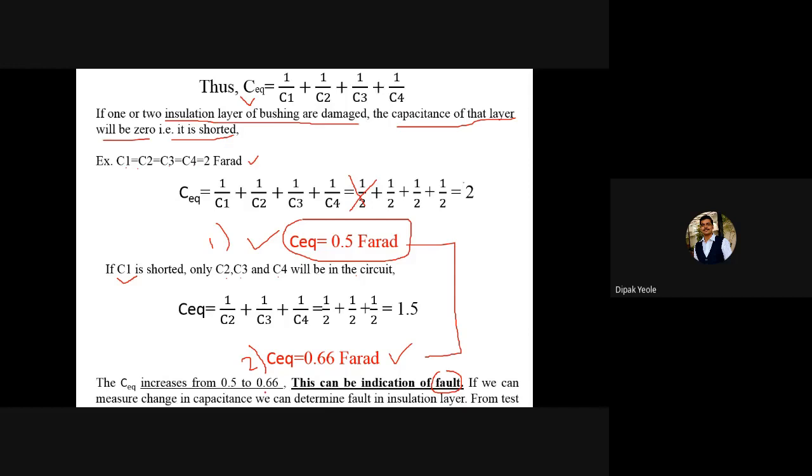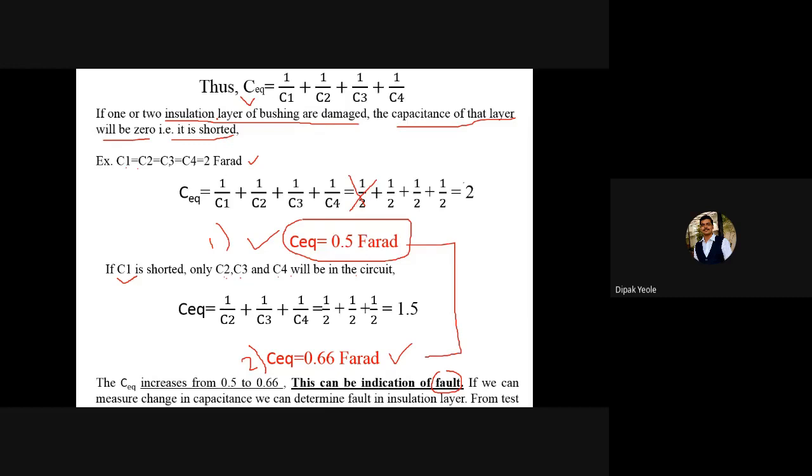And if you are going to measure this capacitance value periodically, and if you are going to observe the change, it indicates the fault. Some insulation layer has short circuited, or it has shorted. It means you have to replace that particular insulation layer. So this is called condition monitoring of bushing by measurement of capacitance for the particular layer.